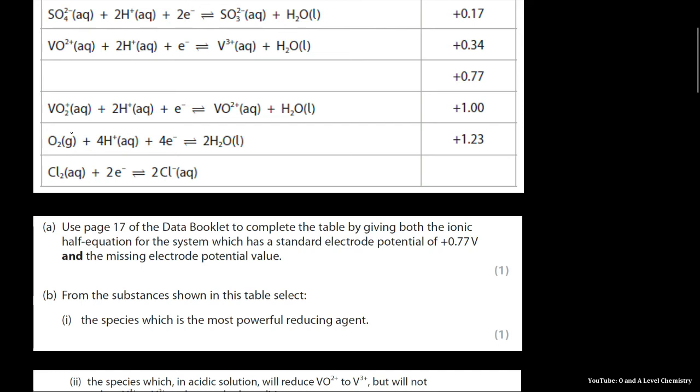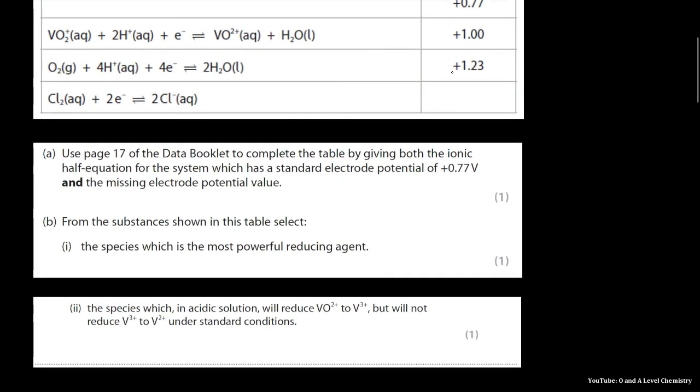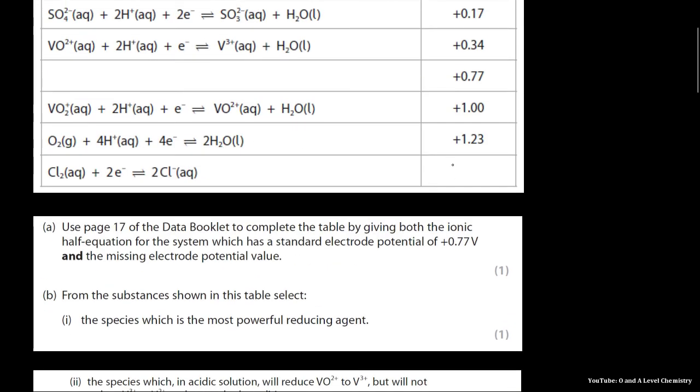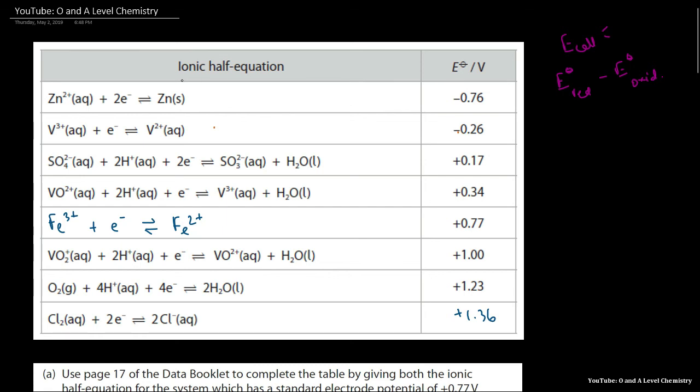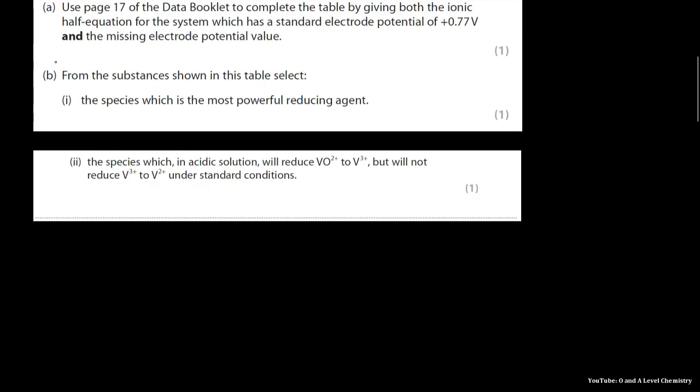In this part, it asks us to go into the data booklet and fill the table up. I've already done that. This is plus 1.36. And from the data booklet, it's going to be the reduction of Fe3 plus ions, gaining an electron to become Fe2 plus ions. Like I said, it is very important to understand that we always represent the half equations as reduction potentials. These are all reductions.